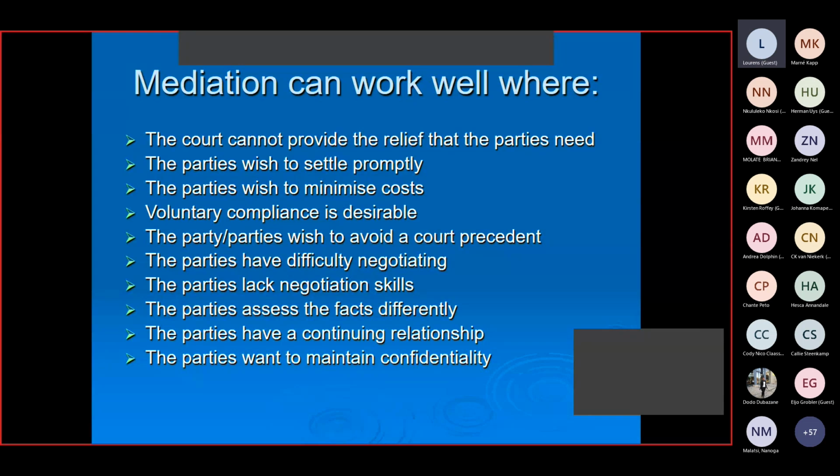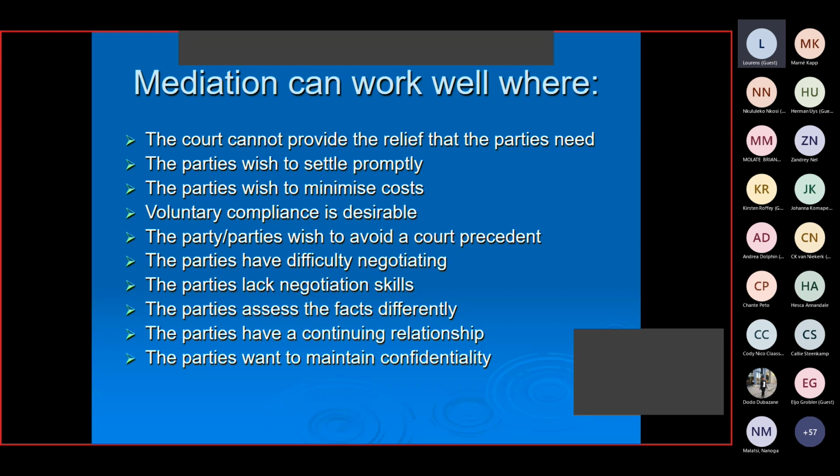Okay, mediation can work well where the court cannot provide the relief that the parties need. You've got interpersonal problems between friends. The court's typically not going to get involved with that. The parties wish to settle promptly. Mediation can be incredibly quick because you can arrange a mediation and see the mediator within an hour. There's not an awful lot of preparation on the mediator's side. So it can be an incredibly quick way to do it.